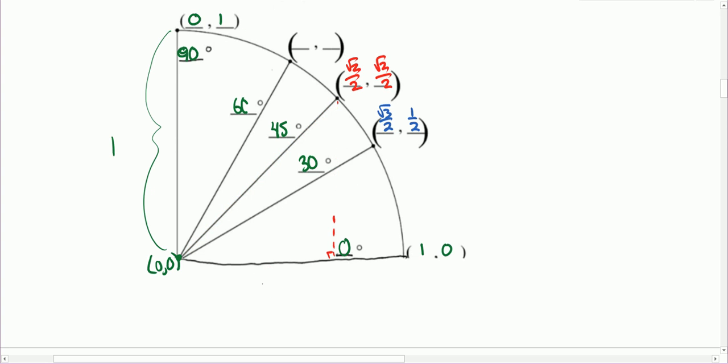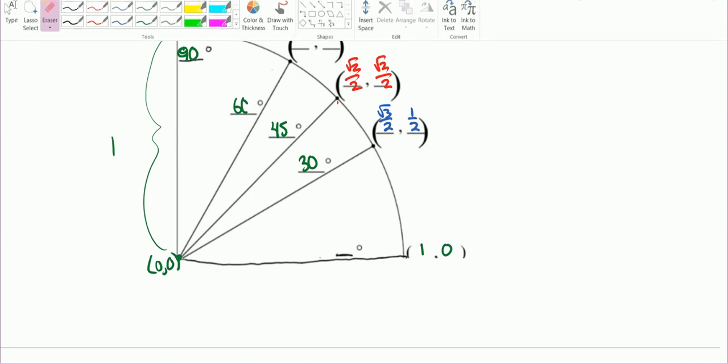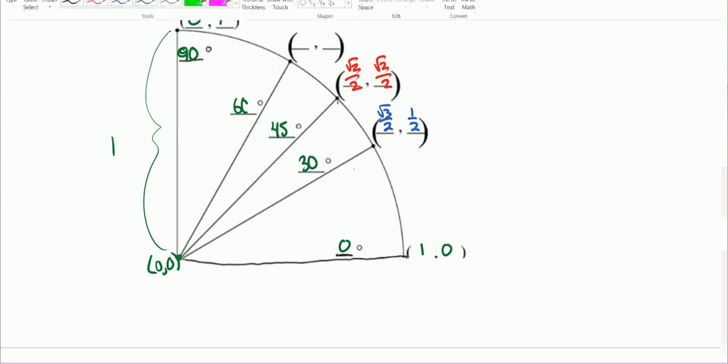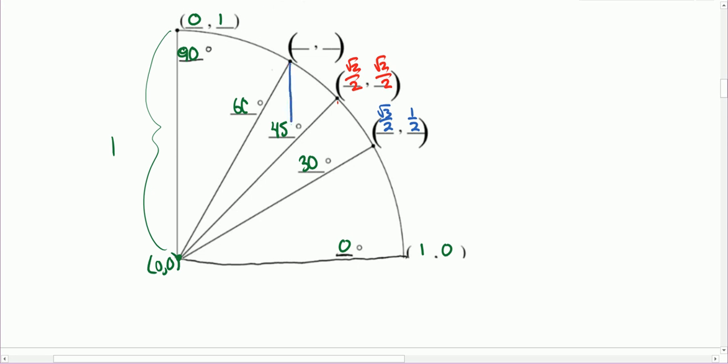And lastly, for 60 degrees, I drop my altitude here, get a right triangle. This whole thing is 60 degrees. Here's my radius or hypotenuse at length 1, and side opposite 60 is your y value, your height at root 3 over 2. Side opposite 30 degrees is your x value, in this case at 1/2. So we have 1/2, root 3 over 2. And now it's all filled out the way we want it.